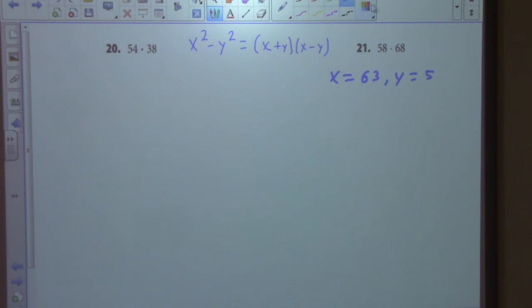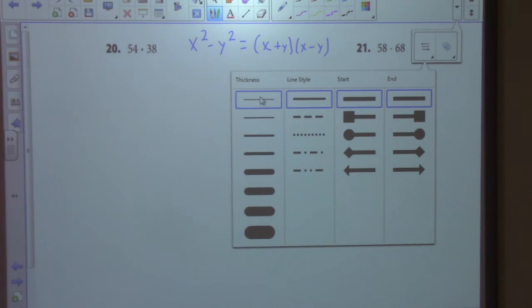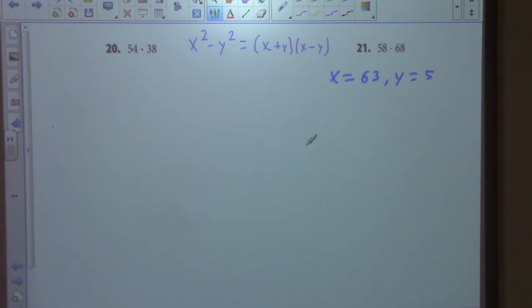What's the answer? It's already in there: 63 squared minus 5 squared. Okay, tell me when you're ready for me. So right here you got 60 squared plus 2 times 60 times 3.